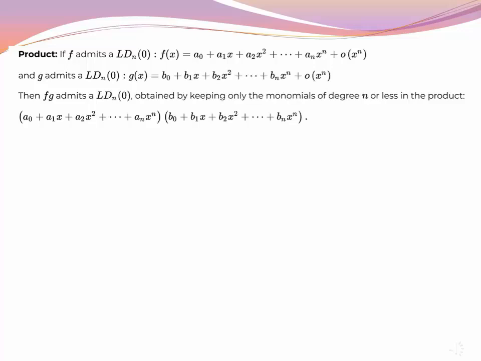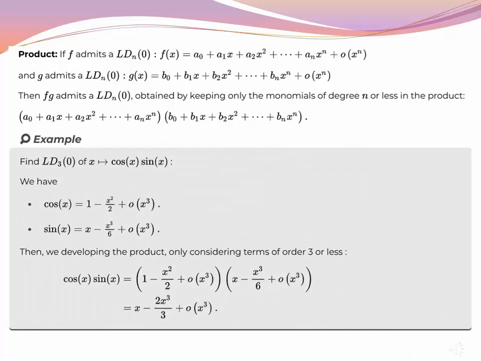Now let's talk about the product of two limited developments. If two functions f and g both admit limited development of order n at 0, then f times g also admits a limited development of order n at 0, obtained by keeping only the monomials of degree n or less in the following product. This is an example to explain.